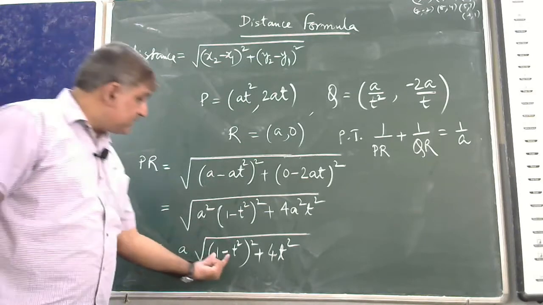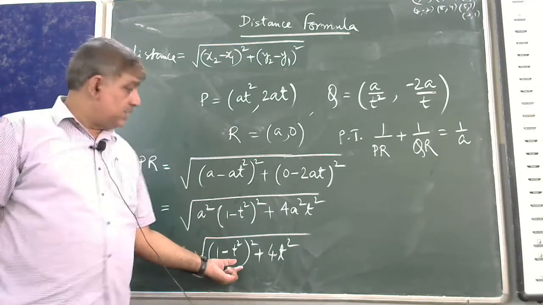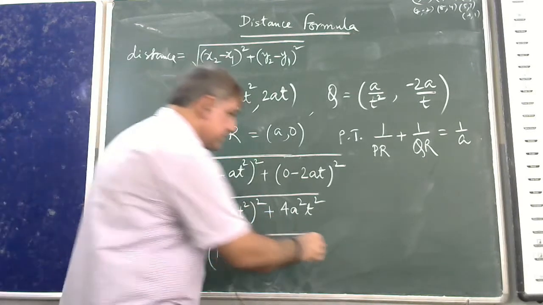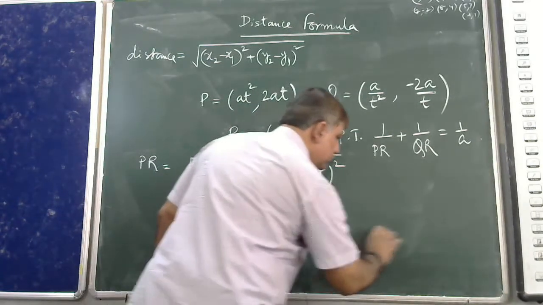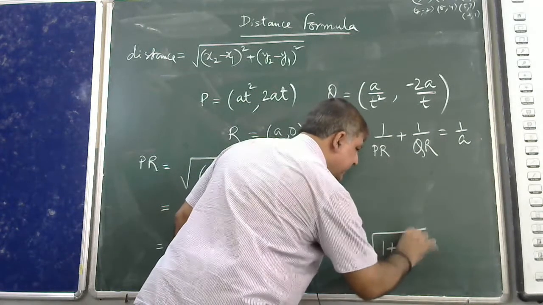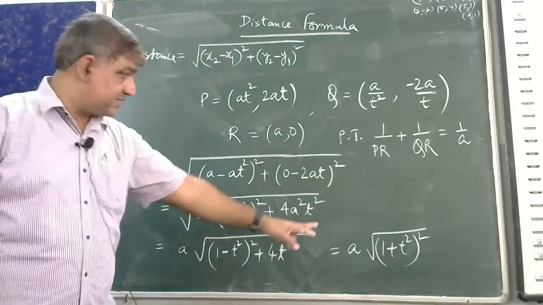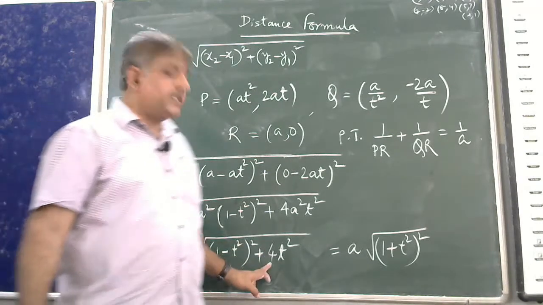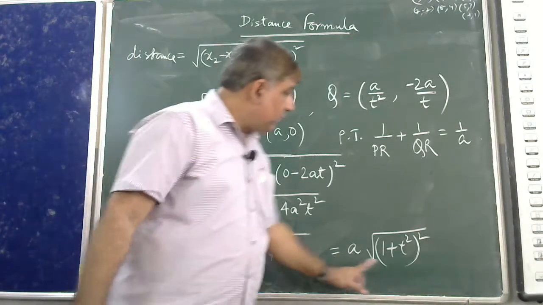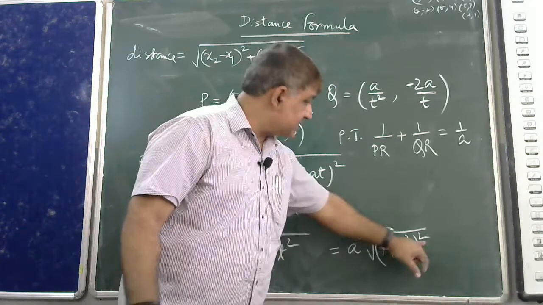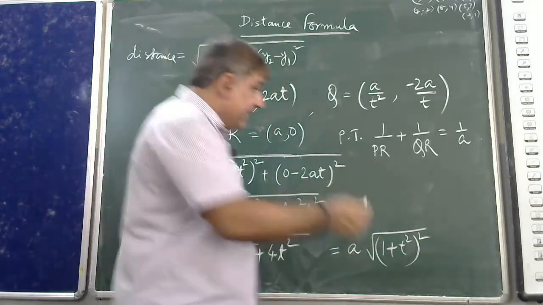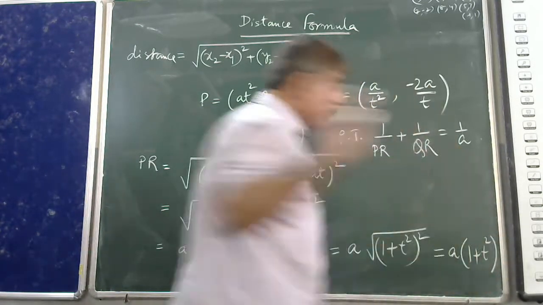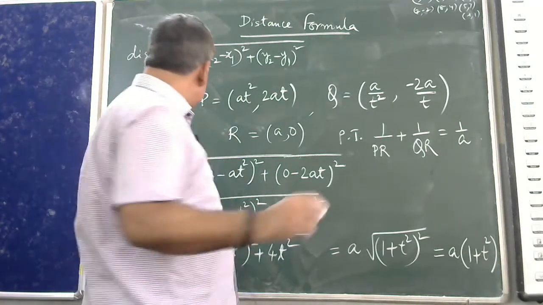Now observe this result: (a minus b) whole square plus 4ab is (a plus b) whole square. You know this formula. So (1 minus t square) whole square plus 4t square becomes (1 plus t square) whole square, and this square disappears with the radical sign. And what will the result be? a in the bracket 1 plus t square. Clear? No problem. So this is your length PR.